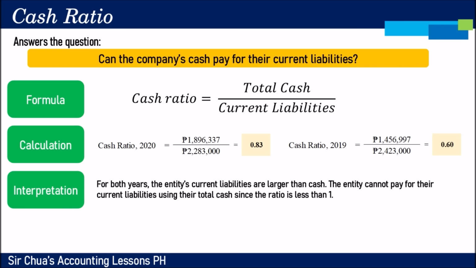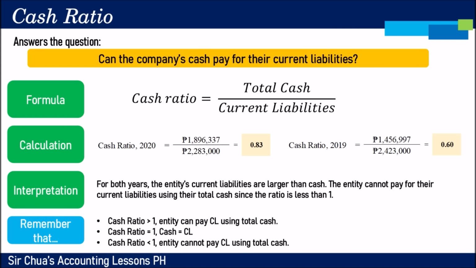That's your interpretation. For both years, the entity's current liabilities are larger than cash. The entity cannot pay for their current liabilities only using their cash since the ratio is less than 1. So, kailangan na natin ng reinforcement. Anong reinforcement yon? Mag-collect na tayo ng receivables, magbenta na tayo ng mga marketable equity securities, magbenta na tayo ng inventories para magkapera tayo na pambayad ng current liabilities.